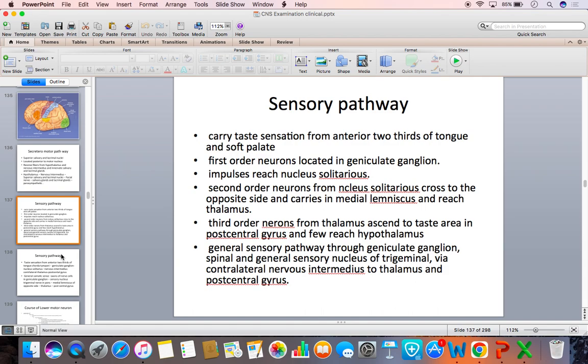They cross to the opposite side. They run under the medial lemniscus, reach the thalamus. From there, the axons end in the postcentral gyrus of the parietal lobe. This is the sensory pathway for the general sensation from the external auditory canal and the pinna that is carried out by the facial nerve. So you understand the sensory pathway well.